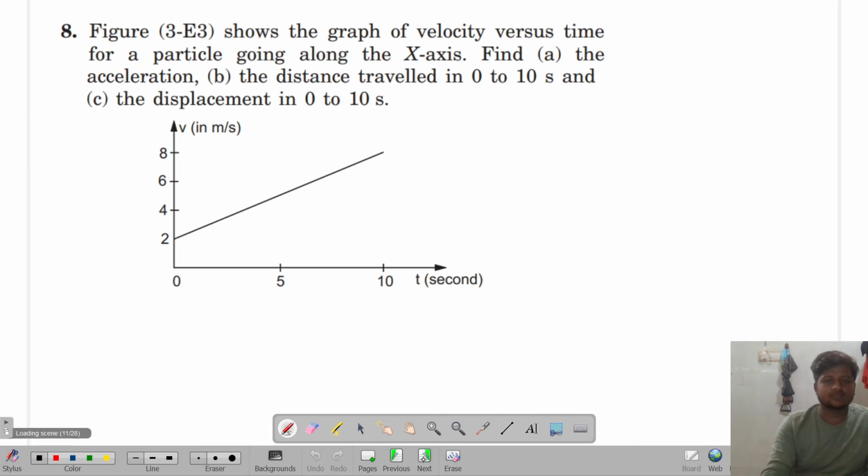Moving to question number 8. Now look over here. See this question. Velocity time is given. Distance, displacement, acceleration. It is a very easy problem.